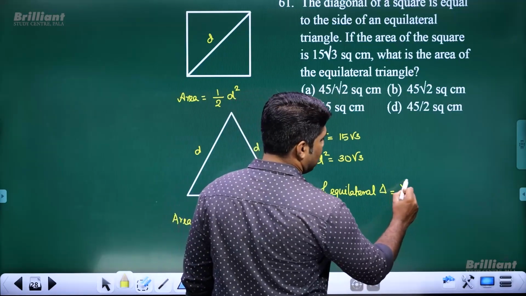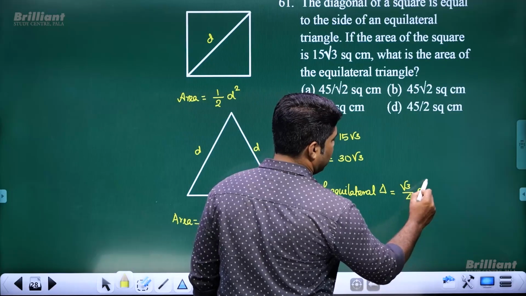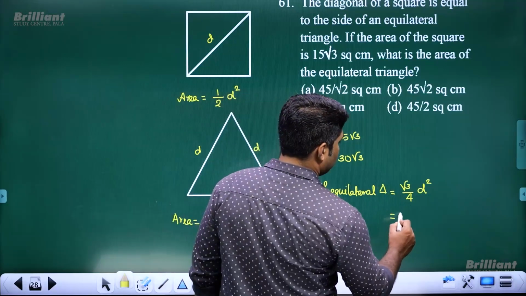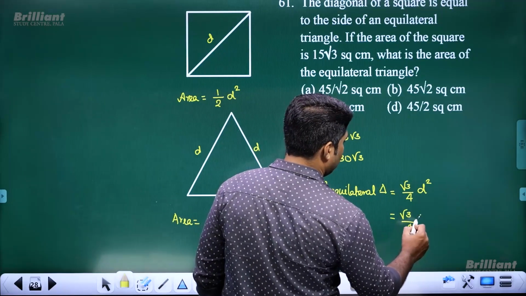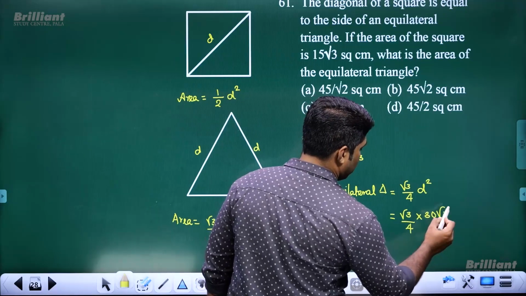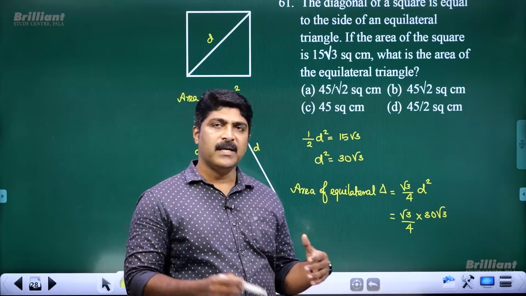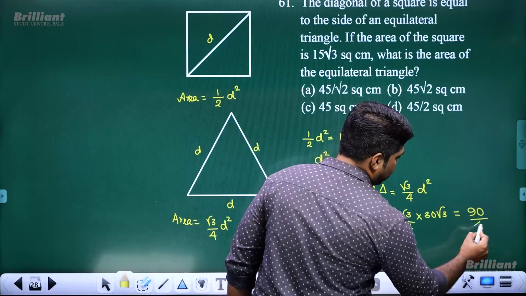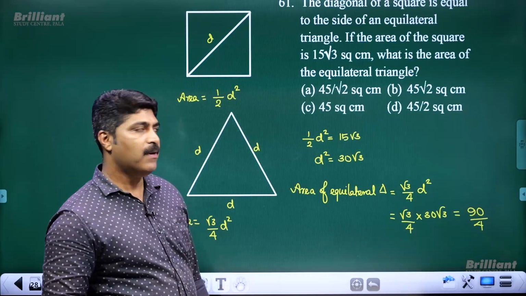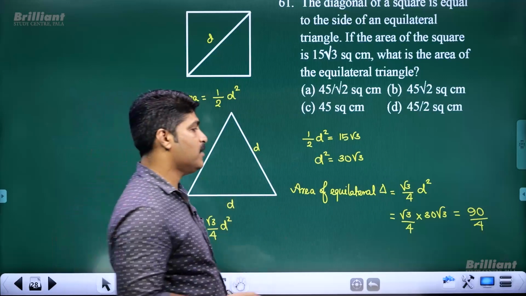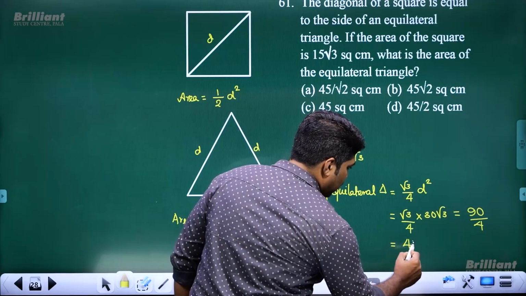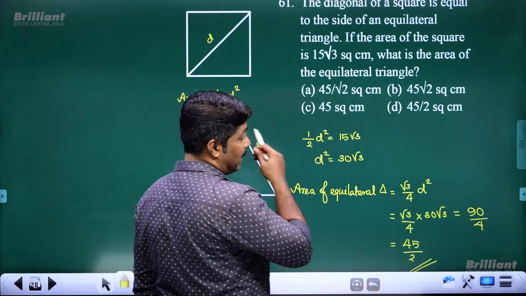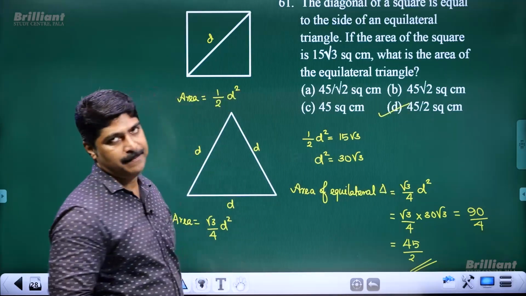how can we apply this? This is root 3 by 4 d square. We have the value for d square. Directly you can substitute it here. So this is equal to root 3 by 4 into 30 root 3. We just multiply root 3 and root 3, that will make 3. This is 3 into 30, that's equal to 90. Simply 90 by 4. Look at the options, in which way the options are presenting it. So this is simply 45 by 2 square centimeter. Therefore, the answer is option D.